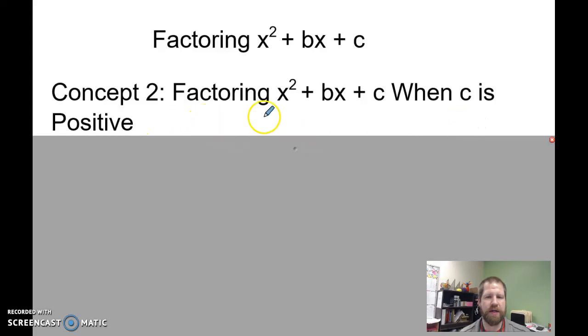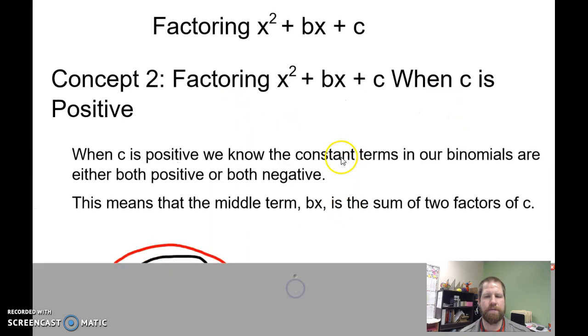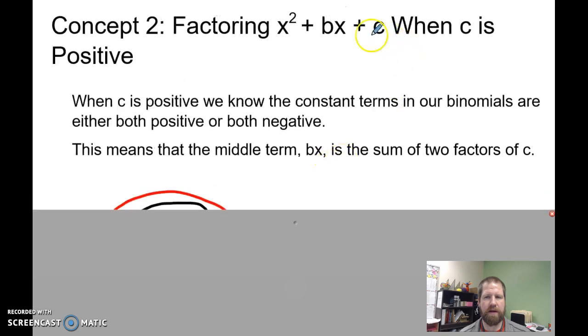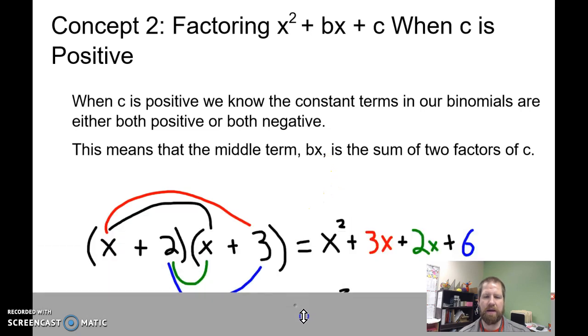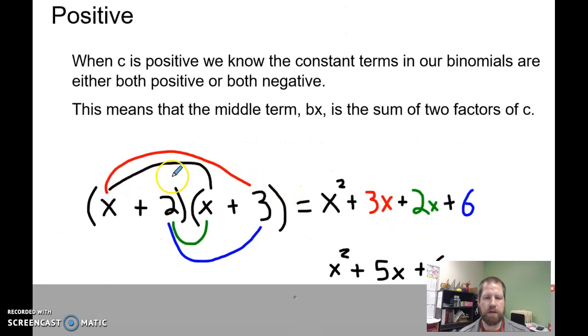Concept 2, factoring x squared plus bx plus c when c is positive. Alright, so when c is positive, when that third term in our trinomial that we're trying to factor is positive, that means that the second term in each of our binomials are both positive or they're both negative, right?